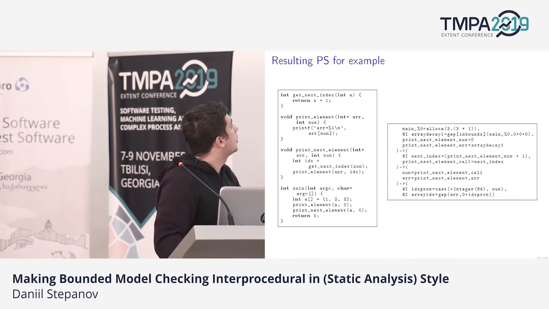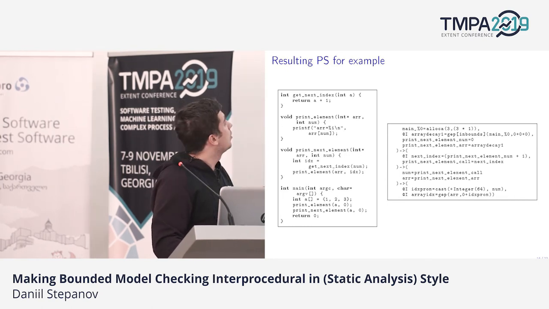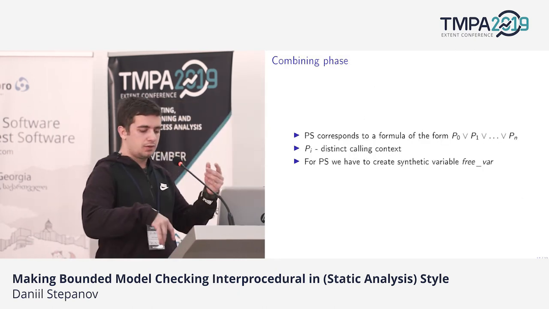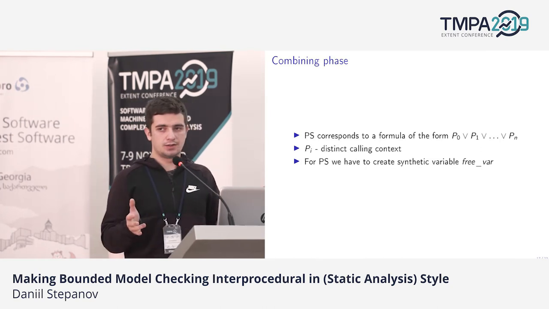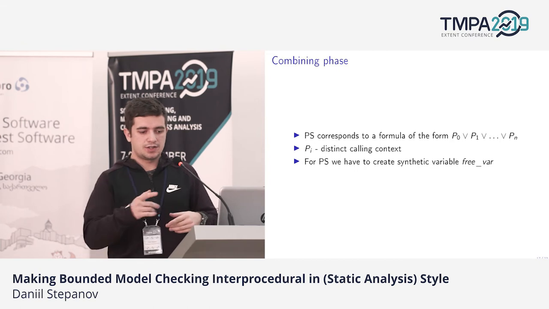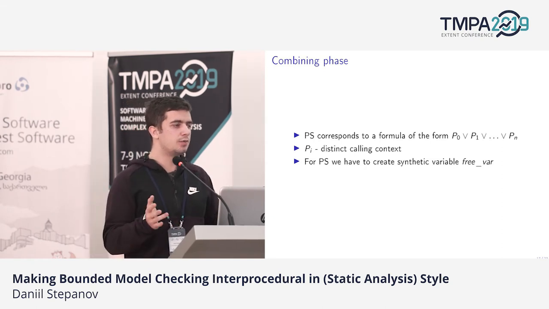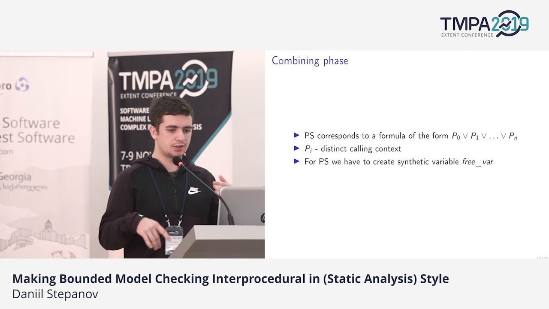Next, we create equality predicates on the junction with function print next element. We will extract needed information from function getNextIndex, creating equality predicates on the junction with function main, and extracting needed information from function main. After we handle all calling contexts, we need to somehow combine it. It's clear that it's just a set of disjuncts, and in order to distinguish between them, we created two synthetic variables that help to understand which calling context contains a bug.